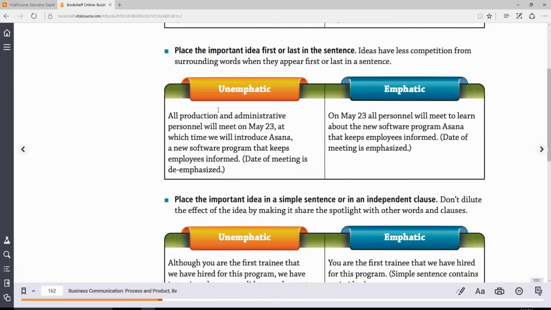So, unemphatic: all production administrative personnel will meet on May 23rd, at which time we will introduce Asana, a new software program that keeps employees informed. First off, that is just a really huge sentence. There is a date, but the main part of that is May 23rd. That's like a main presentation day. Emphatic: On May 23rd, all personnel will meet to learn about the new software program, Asana, that keeps employees informed.